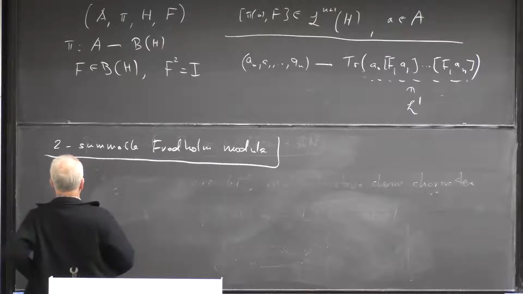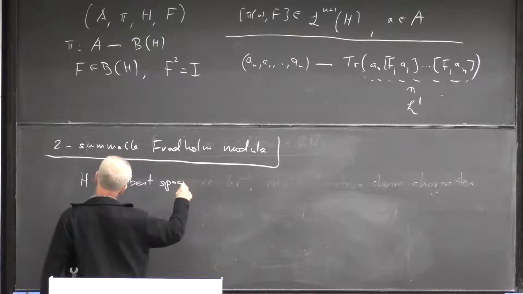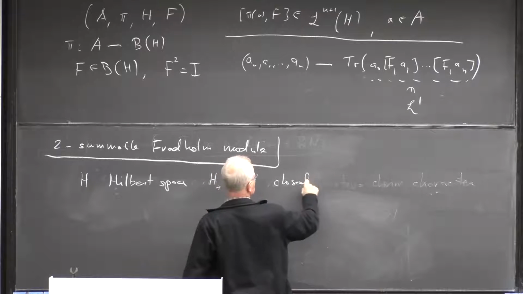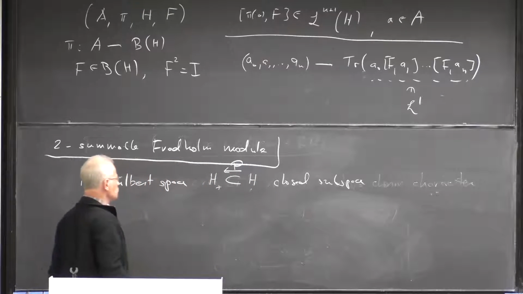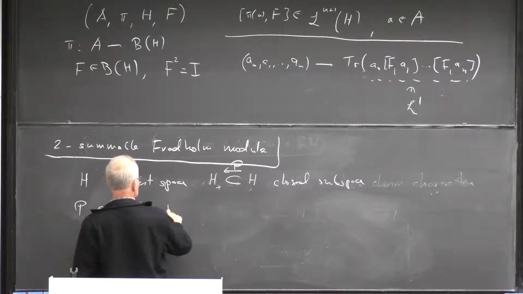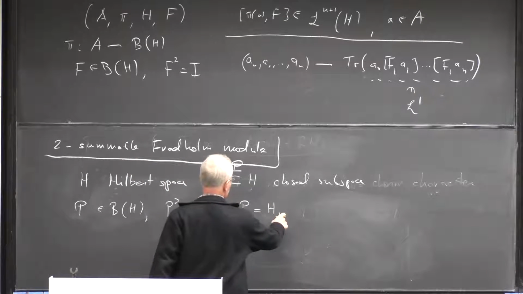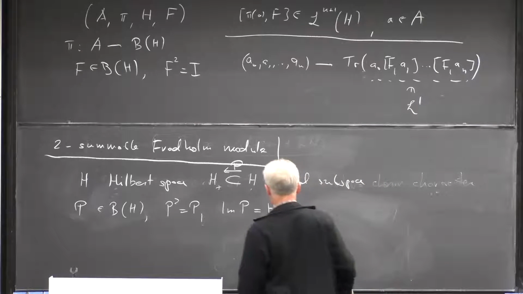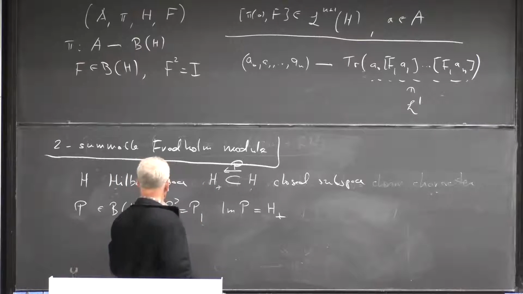What will we do? Suppose I've got H as a Hilbert space, polarized, meaning I've got a closed subspace: there is a projection P, a bounded map from H to H, P squared equals P, image of P equals H plus. It does not have to be an orthogonal projection, just a bounded projection onto this closed subspace H plus. I will assume that both H plus and its complement are infinite dimensional. It's not interesting otherwise.